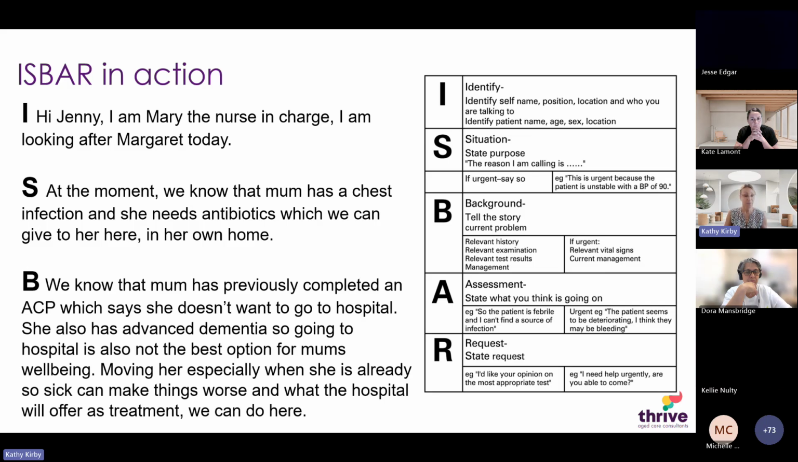B is for background. "Now, we know mum has previously completed an advanced care plan, and it says that she doesn't want to go to hospital. She's also got advanced dementia, so going to hospital is not the best option for mum's well-being. Moving somebody like your mum, when they have advanced dementia and they're already really sick, can actually make things worse. And what the hospital is going to offer as treatment is what we would already be doing if mum stayed in the home. We can offer that here." So you're explaining in more detail here about why it isn't in Margaret's best interest to go to hospital.